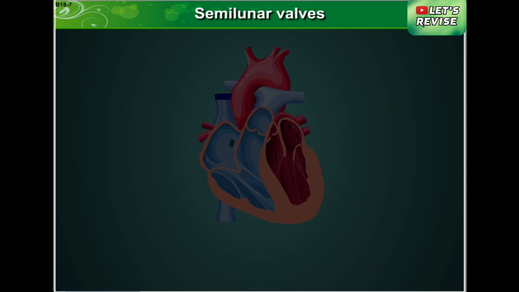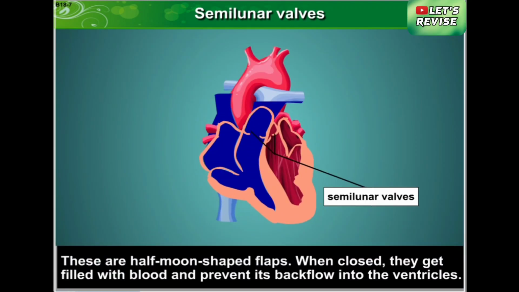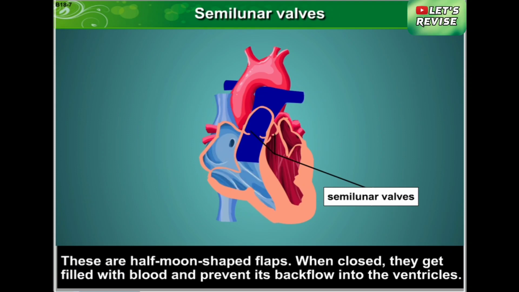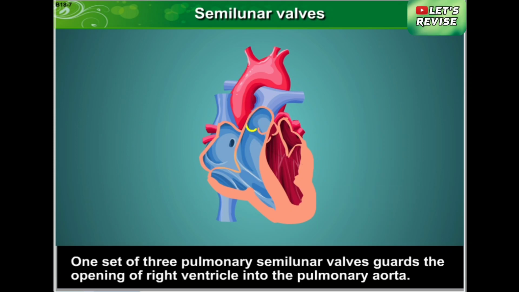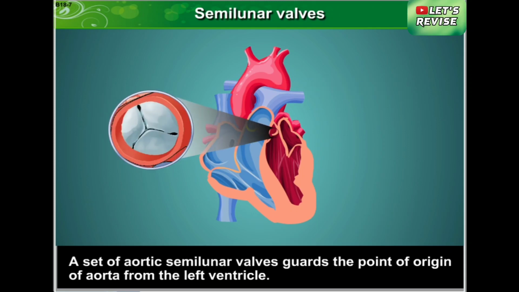Semilunar valves. These are half-moon-shaped flaps. When closed, they get filled with blood and prevent its backflow into the ventricles. One set of 3 pulmonary semilunar valves guards the opening of the right ventricle into the pulmonary aorta. A set of aortic semilunar valves guards the point of origin of the aorta from the left ventricle.